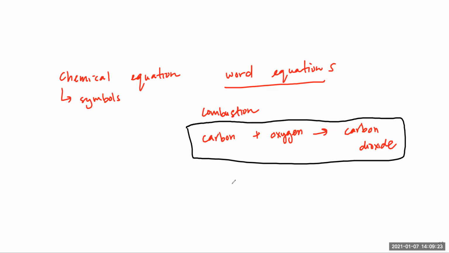Carbon and oxygen are known as the reactants. Carbon dioxide is known as the product. The arrow symbolizes the reaction. Adding a plus sign means that they react together. The reactants become the product. Any reaction that occurs with combustion requires oxygen. Without oxygen, it is not a combustion reaction.